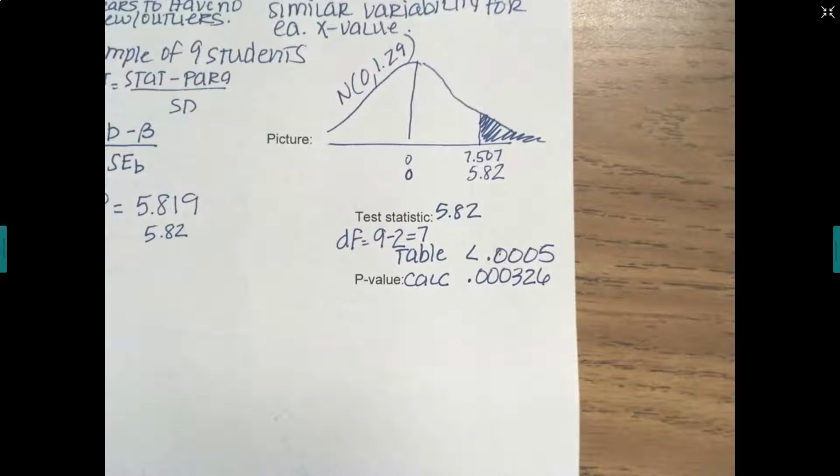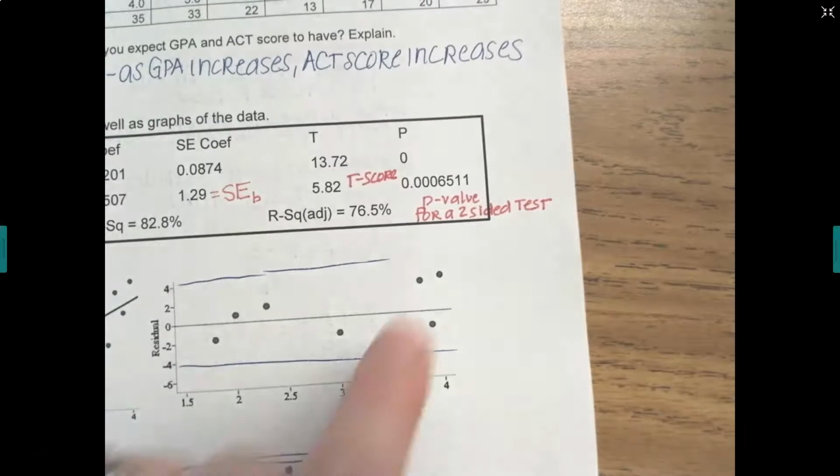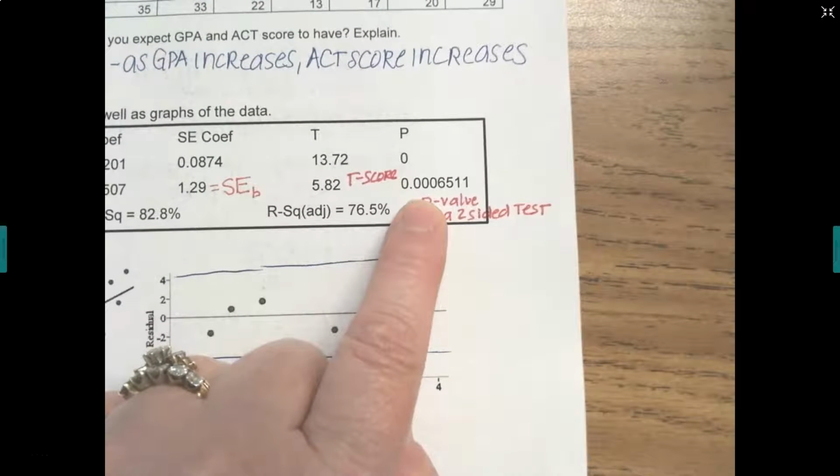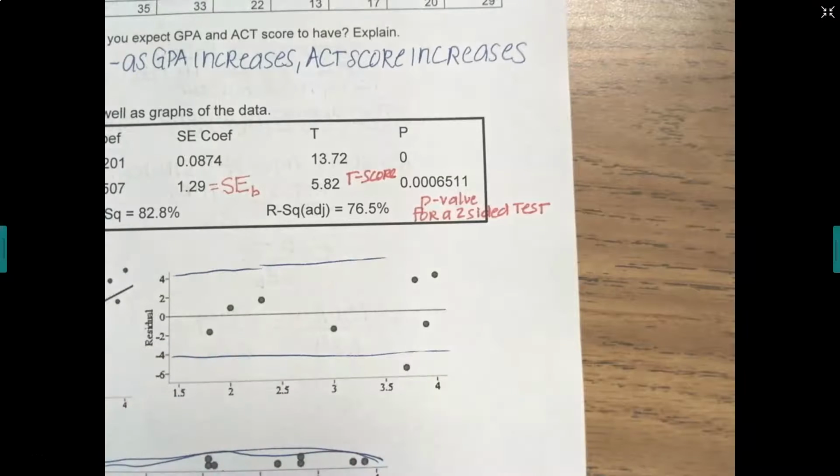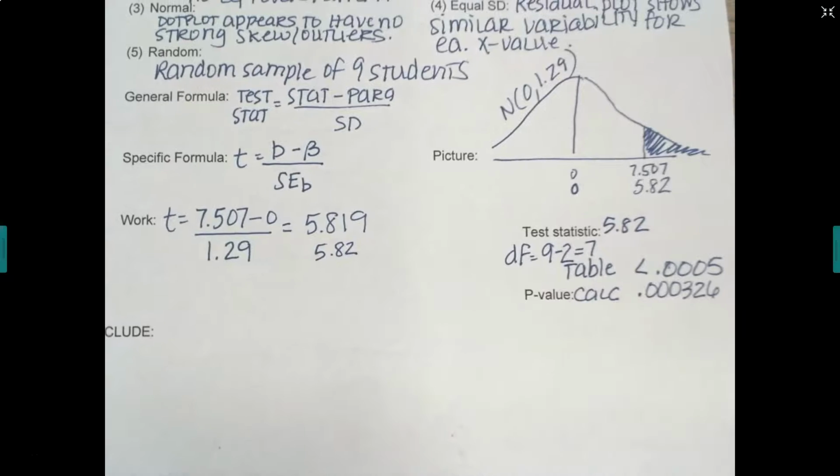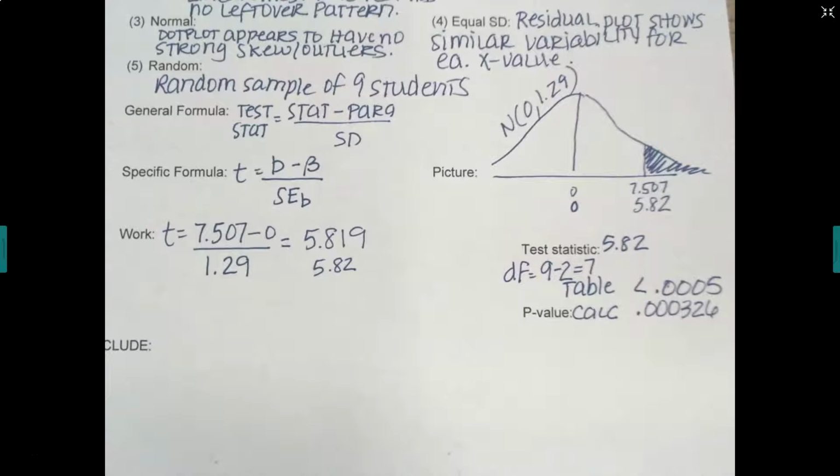Okay. Now remember, on the other side, we're going to flip this back over again. I told you that this was our p-value for a two-sided test. If you take that number and divide it by 2, because we only did a one-sided test, you will get what we got for our p-value. Okay, but you still have to have all of this information in order to get full points.